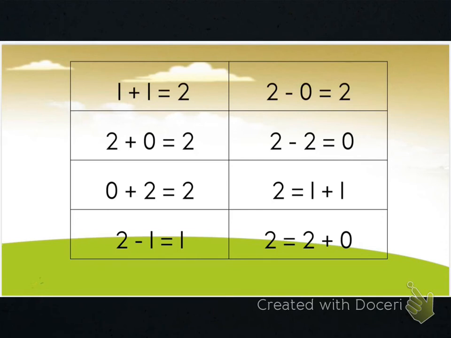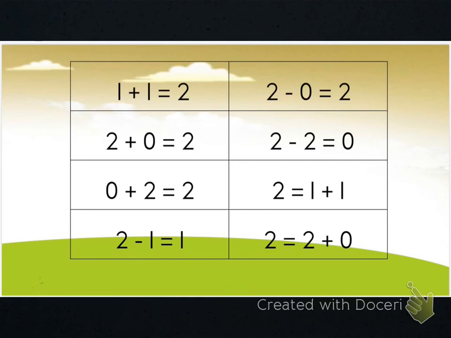2 minus 1 equals 1. You are showing 2 fingers and you are taking away 1 finger. That means you will only have 1 finger left. So 2 minus 1 is 1. 2 minus 0 is 2. If you have 2 fingers and you take away nothing, you will have 2 left. Now, if you hold out 2 fingers and you take away 2 fingers, then you will have nothing left. So 2 minus 2 equals 0.